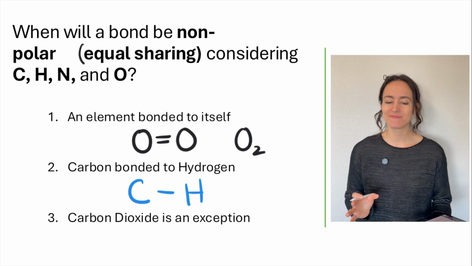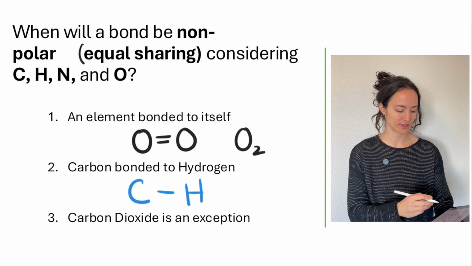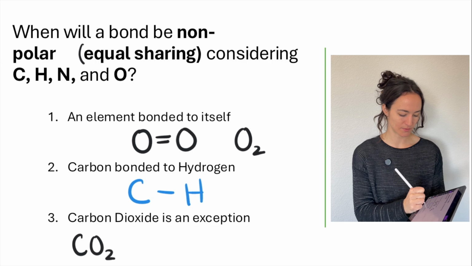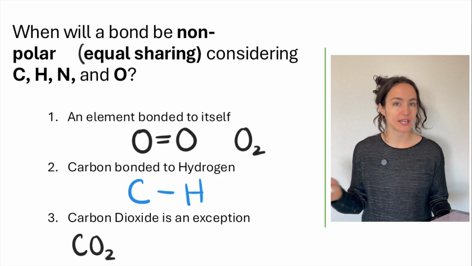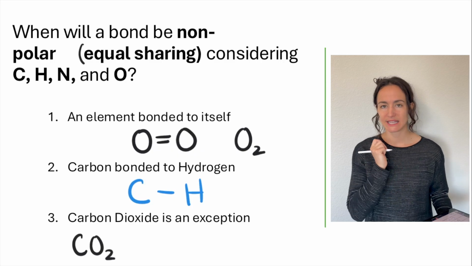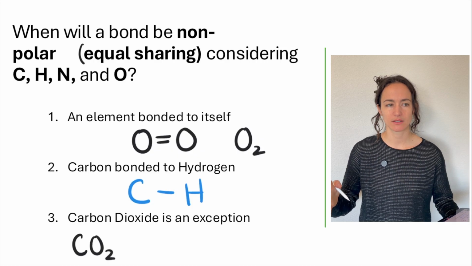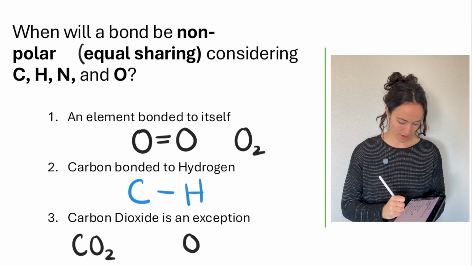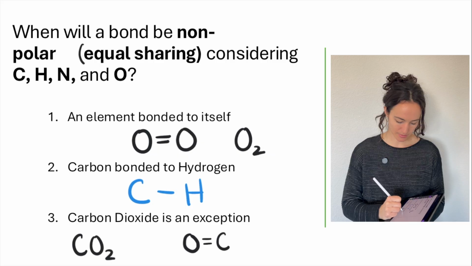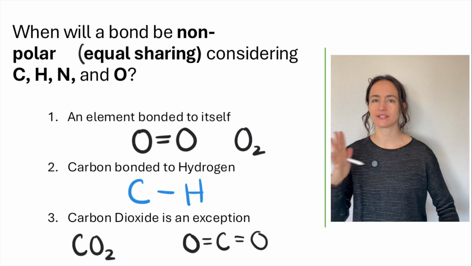And then there are some molecules where you'd think they'd be polar because there's an element that's more electronegative. For example, for carbon dioxide, CO2, oxygen is more electronegative than carbon. This maybe would create some sort of polarity, but the exception is because of the way that the atom is configured. Let me just show you what I mean. So in carbon dioxide, I have an oxygen double bonded to a carbon, double bonded to another oxygen. It's set up in a way that is perfectly symmetrical.